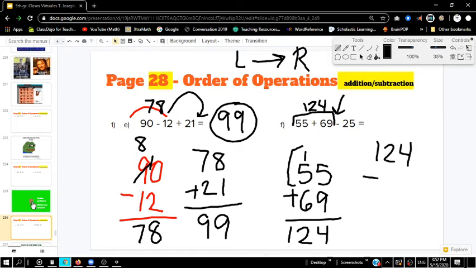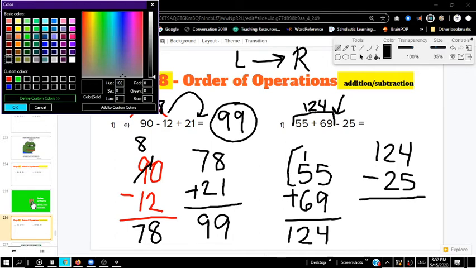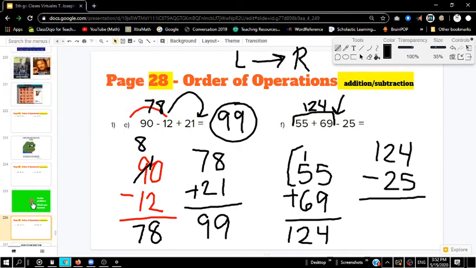124 minus 25. Now you could probably do this problem in your brain. 124 is almost 125, and if we get rid of that 25, I think our answer is going to be 99, but let's figure it out. 4 minus 5 we can't do, so we're going to get rid of that. Make that 11, 14. 14 minus 5 is 9. And 11 minus 2 is 9. So our final answer is 99. Look at that. Both problems were 99.